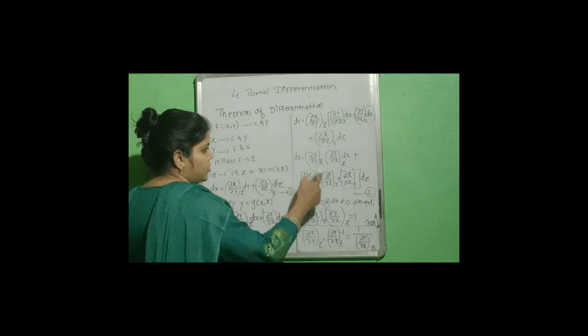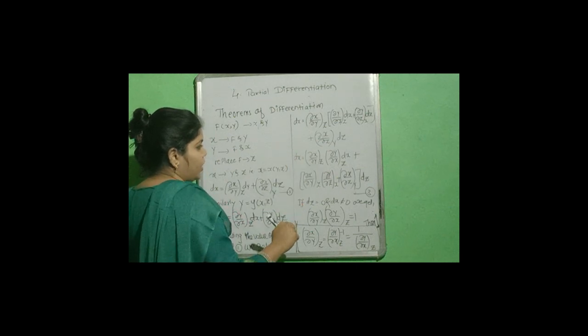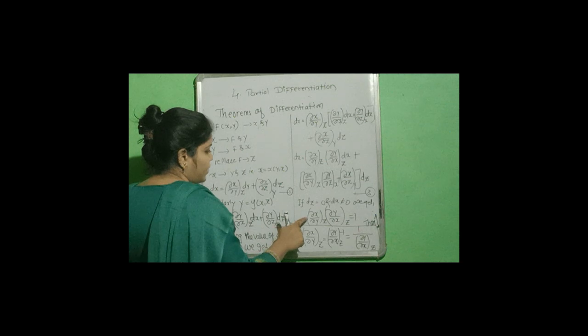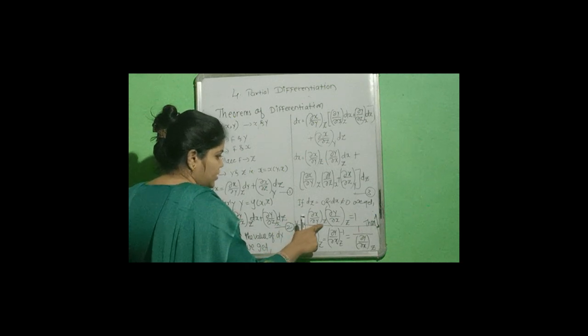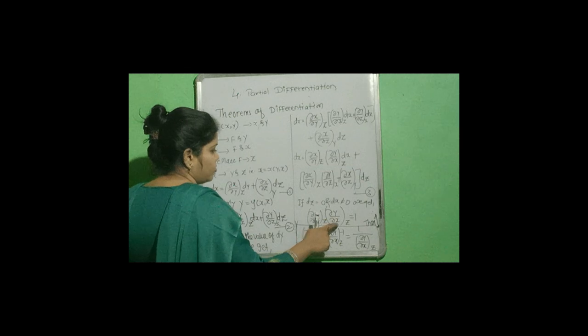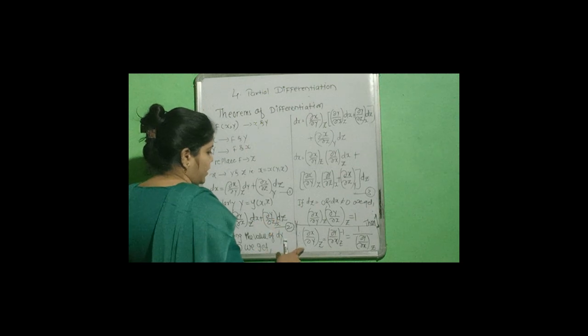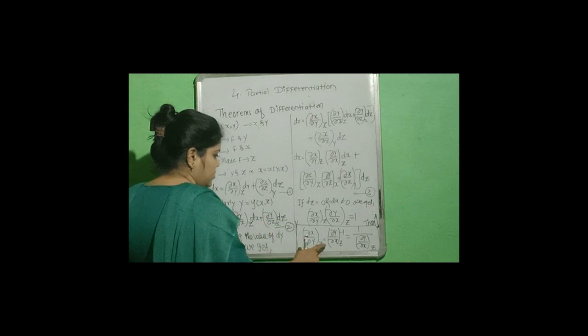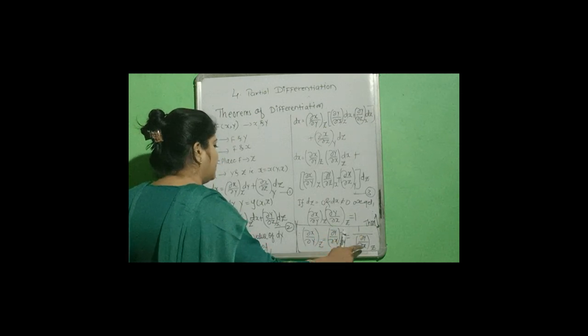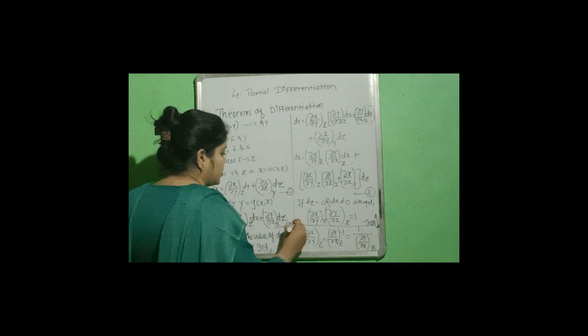Suppose I have taken dz equals 0 and dx not equal to 0. In that case, what will I get? This term will become 0, and I will remain with ∂y/∂x at constant z, which is equal to 1, or I can write (∂x/∂y) at constant z equals the inverse of (∂y/∂x) at constant z, or 1 by (∂y/∂x) at constant z, and this equation is actually nothing but a theorem of differentiation.